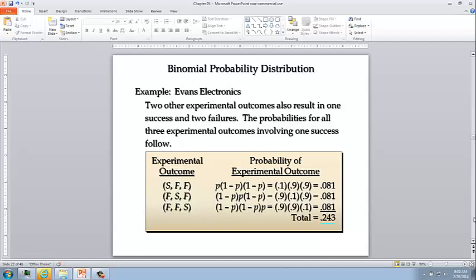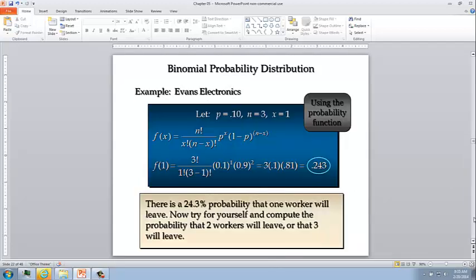The nice thing is we can use the binomial probability distribution function, which is this. So all you do is you know that p is 0.1. You know that n is 3 because we're implicitly doing 3 trials. And we're calculating the probability of 1 success. So plug in those values into the equation and you'll get exactly the same number, which is 0.243. Hence, there's a 24.3% probability that one worker will leave. Now, please take a minute or two to try for yourself and compute the probability that 2 workers will leave or that 3 will leave.